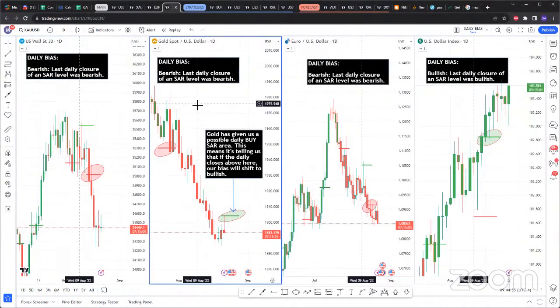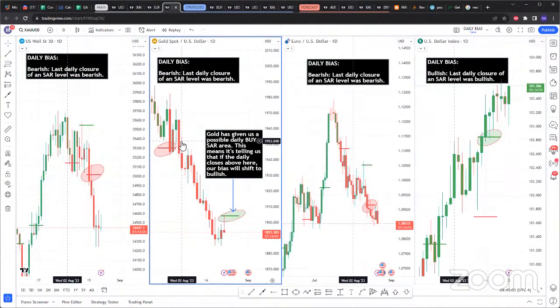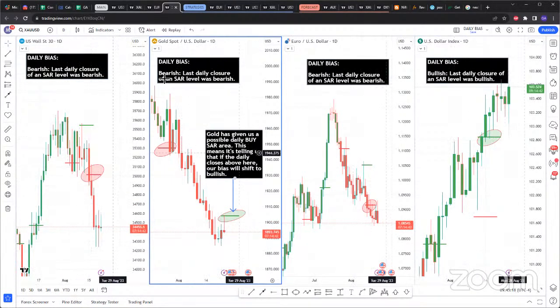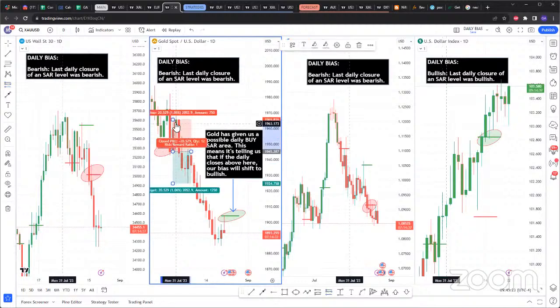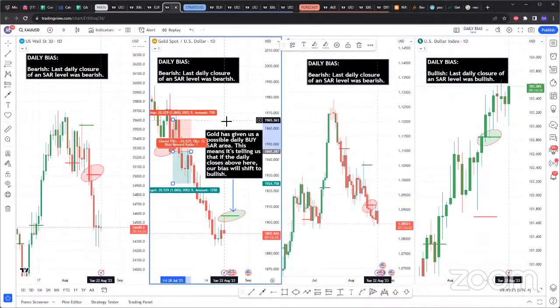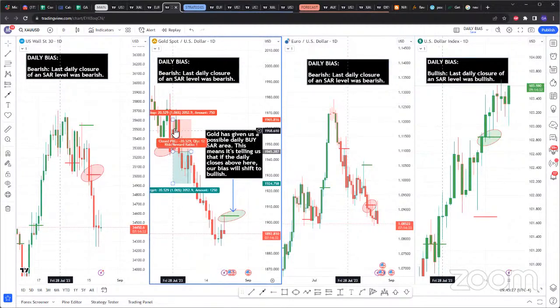A good example here is gold. If you ask me right now what my daily bias on gold is, I would look for the last daily closure above or below an SAR level. In this instance, the last daily closure was bearish. So for me, this whole time, I have been selling gold and selling US 30, same thing as you. But with this one, I do not take trades when that confirmation comes in, because as much as gold closed below here, you can see this retracement.